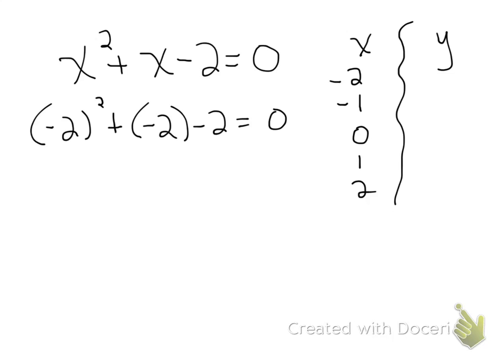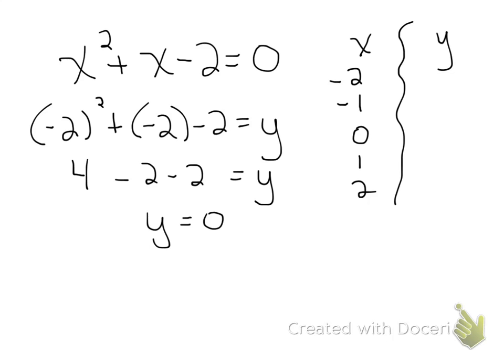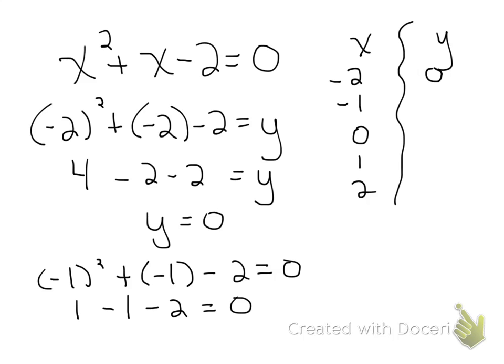And when I go ahead and sub that in, I get an answer. This shouldn't be 0, this should be a y. I get 4 minus 2 minus 2, and I get a y value of 0. When I go ahead and sub in -1, -1 times -1 is +1. 1 minus 1 is 0, and 0 minus 2 is -2.